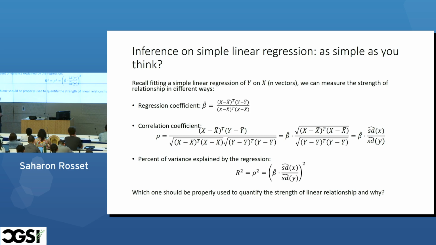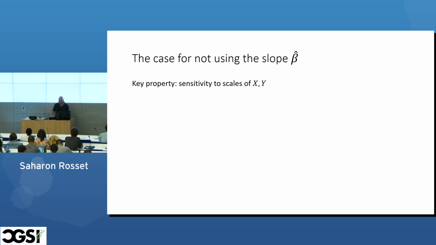And one question we might ask ourselves is which of these should be used to quantify how strong the linear relationship is, and why should one be used versus the other? And the key property, which I think is very important, is the notion of being sensitive to the scale at which X and Y are measured. So scale, when I say scale, what I mean is standard deviation, right? Not the centering, but the standard deviation.